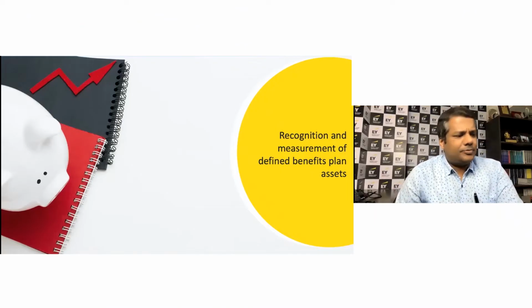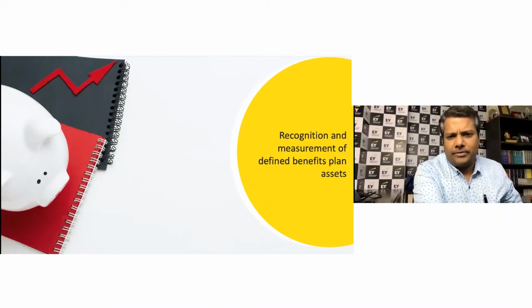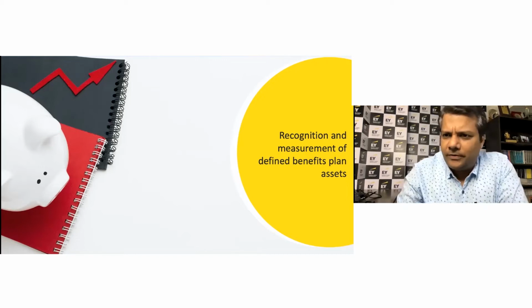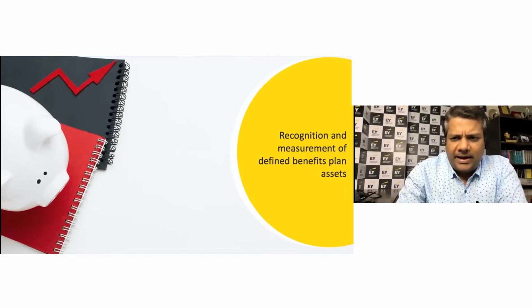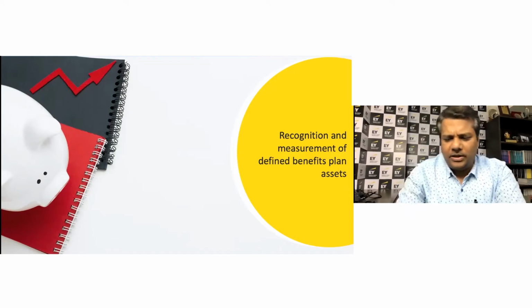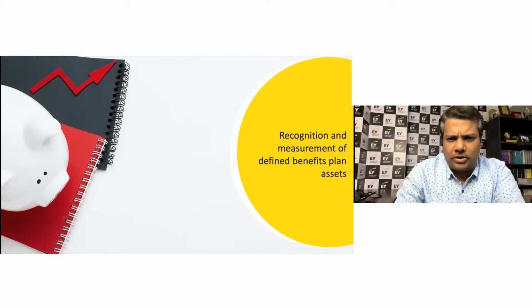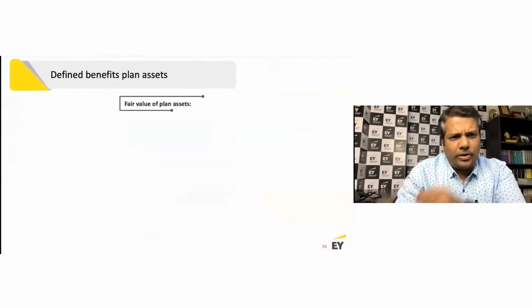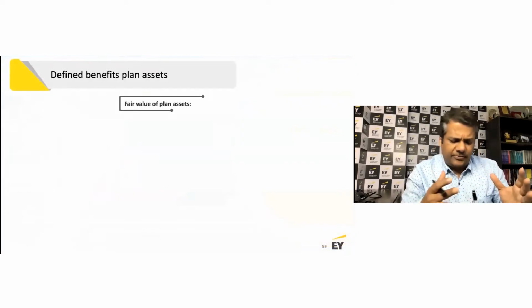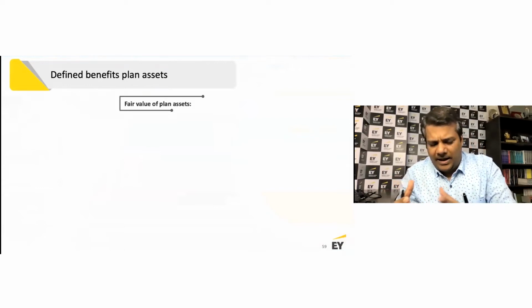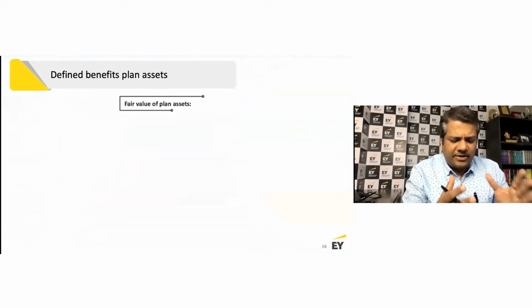All right. So now we're going to talk about recognition and measurement of defined benefit plan assets, and then we will talk about the components of the defined benefit cost and so on and so forth. So in terms of the benefit plan, as we talked about, there are funded plans and then there are unfunded plans. So this is only there in the case when the plans are funded.